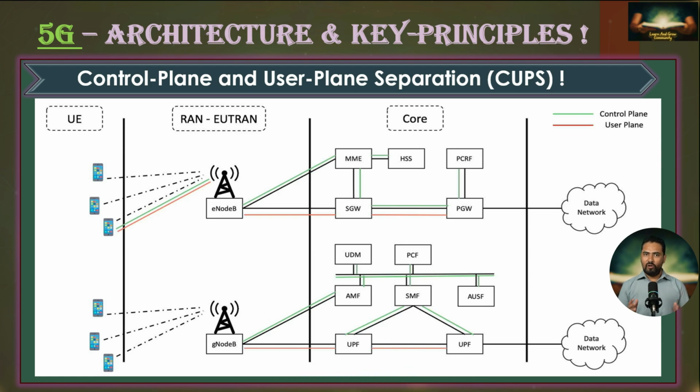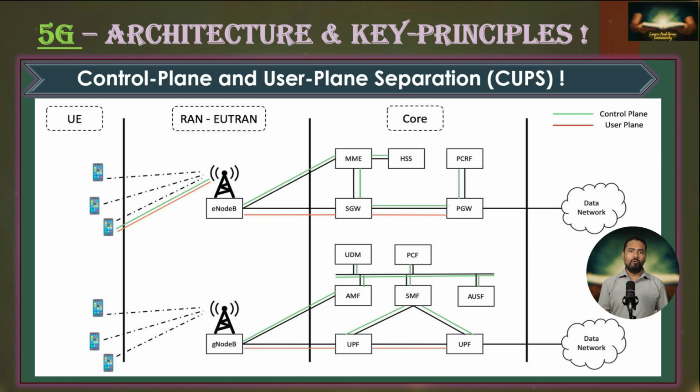In 5G, the mobility management functions of the MME evolved into the access and mobility management function, normally called AMF. The HSS becomes user data management, or UDM, and the PCRF turns into the policy control function, or PCF, and all together they form the 5G core.